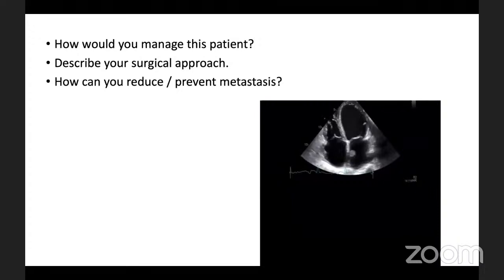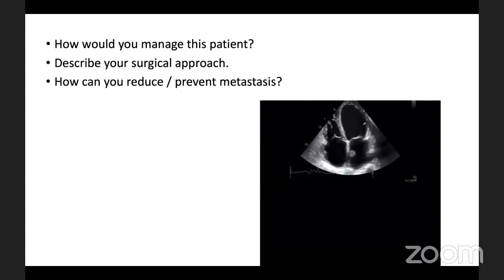So there is risk of metastasis of the tumor. It may break down into fragments and get metastasized. So the idea of myxoma, because we're not 100% sure this is benign, is we want to take it as one piece. So we try to minimize any manipulation of the heart as much as possible.